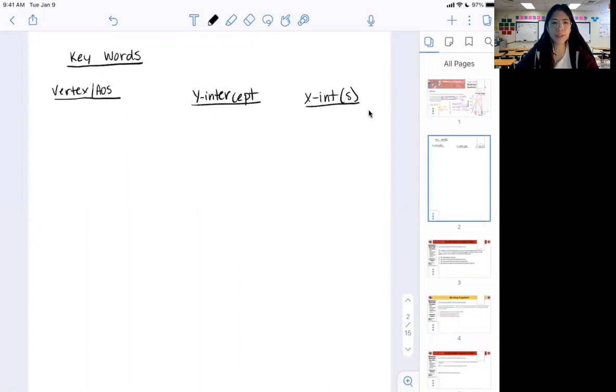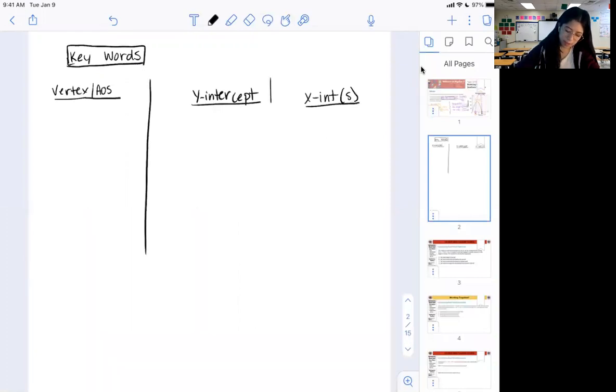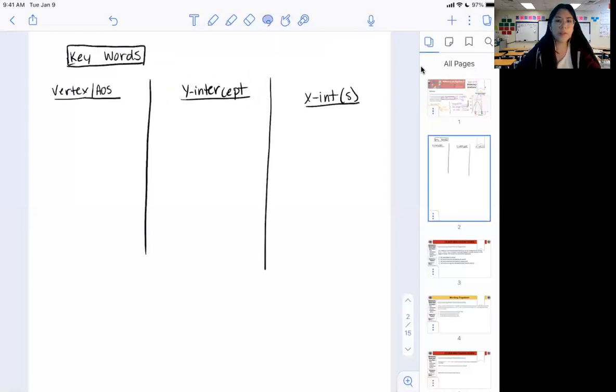So for each of these different parts of the graph, we have different keywords. We're just going to make a little table, and let's do this together. I'm not going to say all the answers. I want you guys to think as well about what words we might have seen before that tell us, okay, we got to look at the vertex, or we got to look at the y-intercept, things like that. So can anyone think of any keywords that usually tell us to look at the vertex, or the y-intercept or the x-intercept?